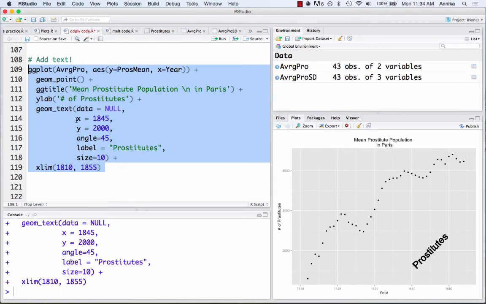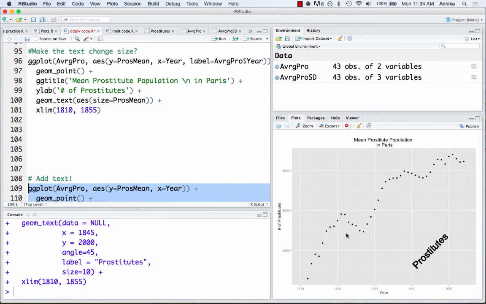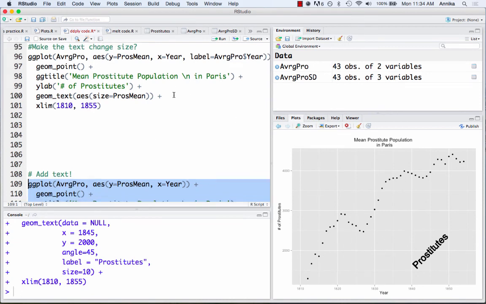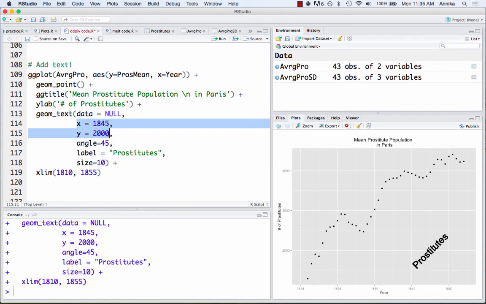So as you might see, you can use geom_text for a couple different things. You can use it for both mapping text to a variable, in this case points, so we put the years on the points, or just putting text on your graph somewhere. So here we've added geom_text. We've said data equals null, so we're saying we're not actually mapping it to any data, we just want there to be text. We're telling it the x and y coordinates of where we want the text to be. So I've said I want it centered at x equals 1845, so about here, and y equals 2000, so I want it on this line.